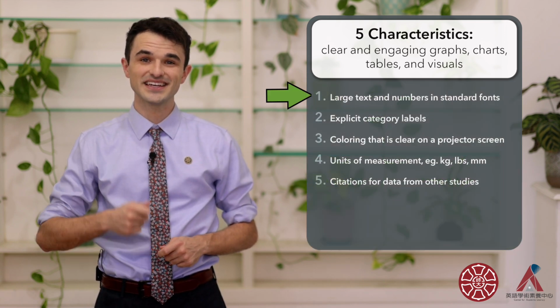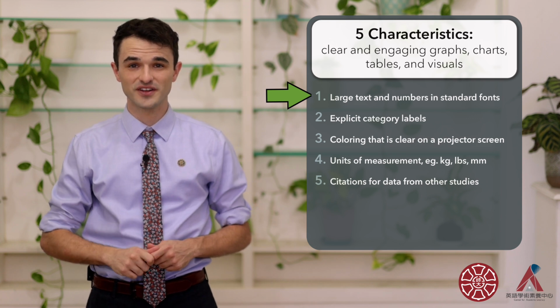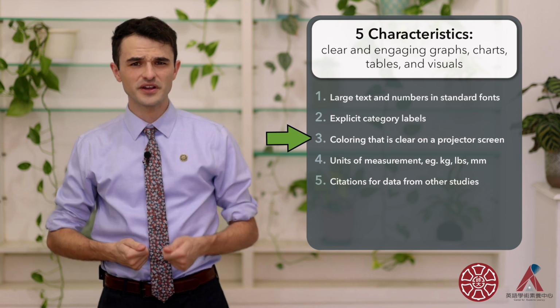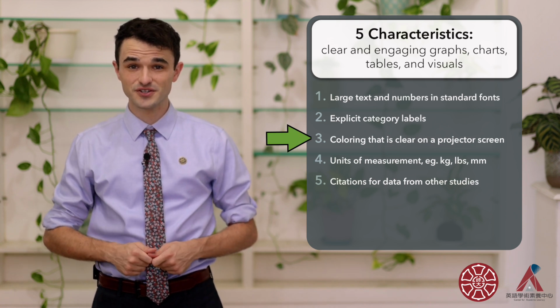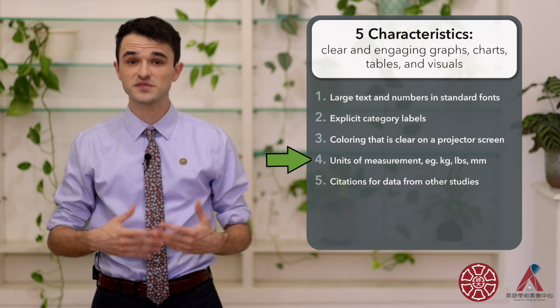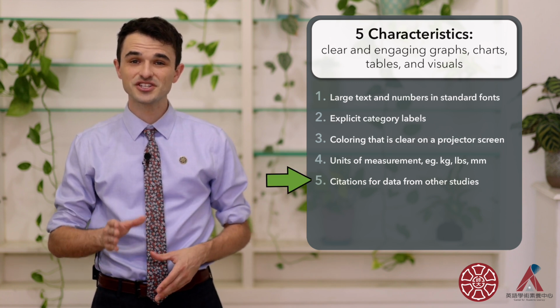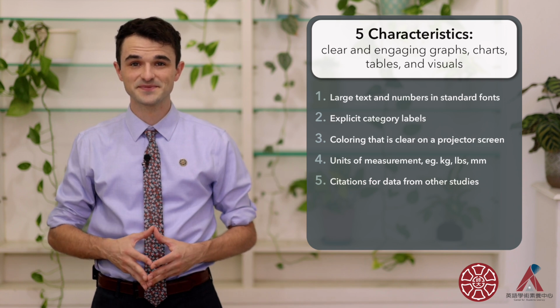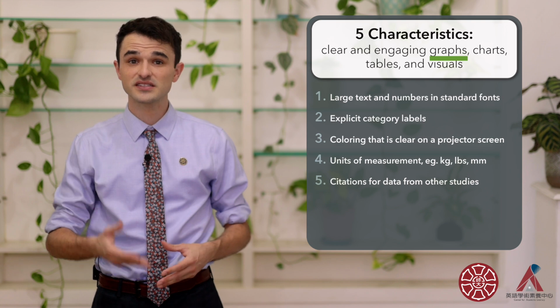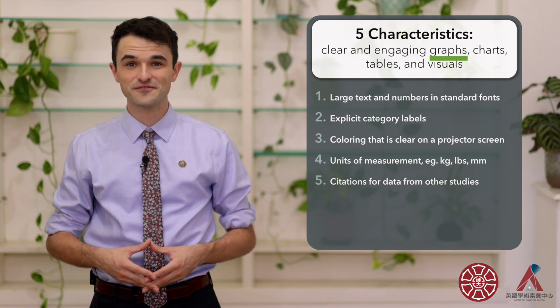Large text and numbers in standard fonts. Explicit category labels. Coloring that is clear on a projector screen. Units of measurement like kilograms, pounds, millimeters. Citations for data from other studies. Let's look at a good example that has all of these characteristics of a clear and engaging graph.